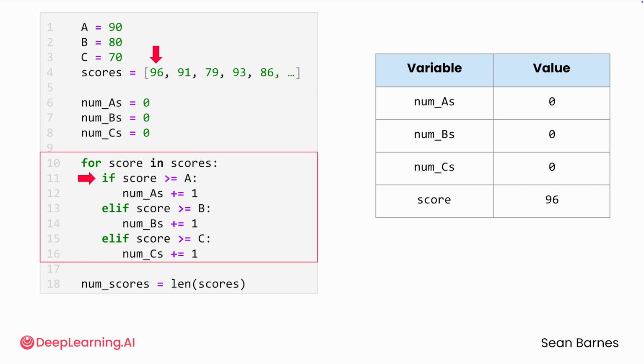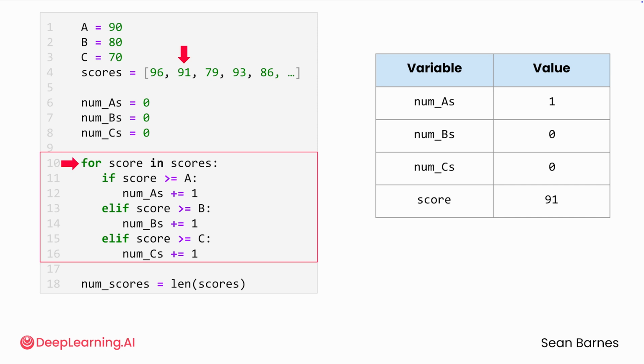Then the computer checks if the score is greater than or equal to A. A has the value 90, and 96 is greater than 90, so the computer will execute the line underneath, adding 1 to the variable num A's, which is now 1. The computer then skips the elif blocks and returns to the first line of the loop.